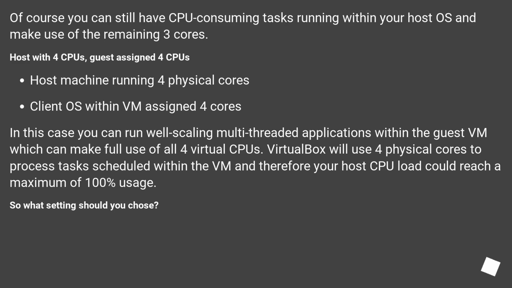cores. Host with 4 CPUs, guest assigned 4 CPUs. Host machine running 4 physical cores. Client OS within VM assigned 4 cores. In this case, you can run well-scaling multi-threaded applications within the guest VM which can make full use of all 4 virtual CPUs. VirtualBox will use 4 physical cores to process tasks scheduled within the VM, and therefore your host CPU load could reach a maximum of 100% usage. So what setting should you choose?